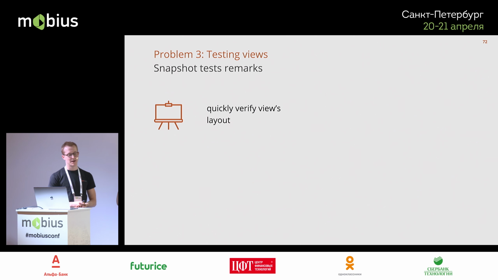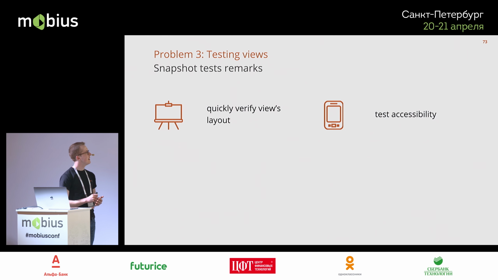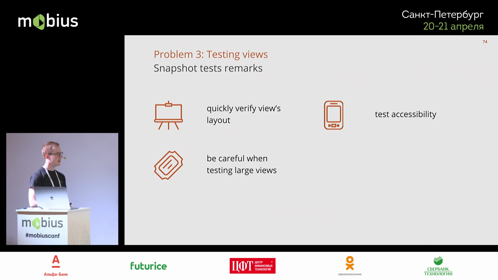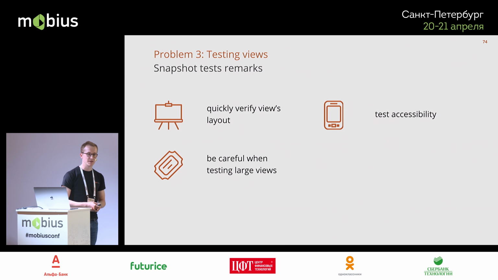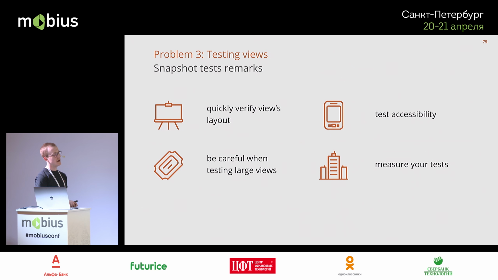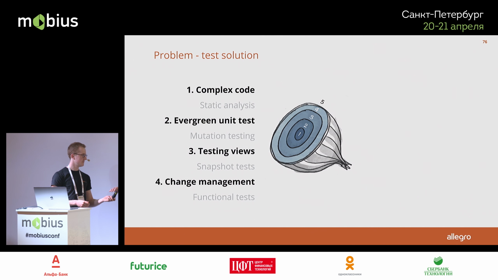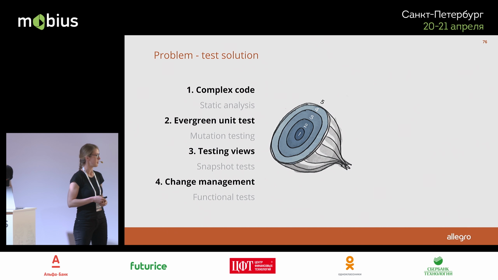So to sum up, iOS snapshot test case library allows us to quickly verify views layout. It enables us also to test accessibility, which we think is very important. We need to be careful when testing large views. And actually, we use our experience to decide if we should test it or not. And we need to think also about measuring our tests and find ways to optimize them if we can. So this is how we dealt with the problem of testing views using snapshot tests.